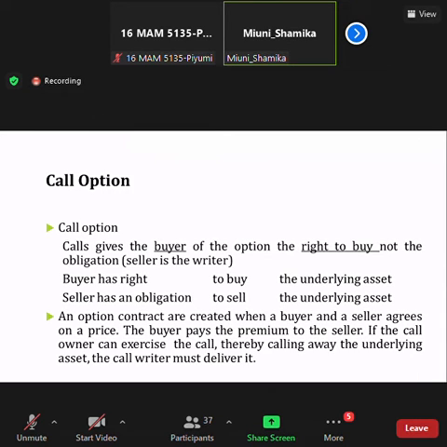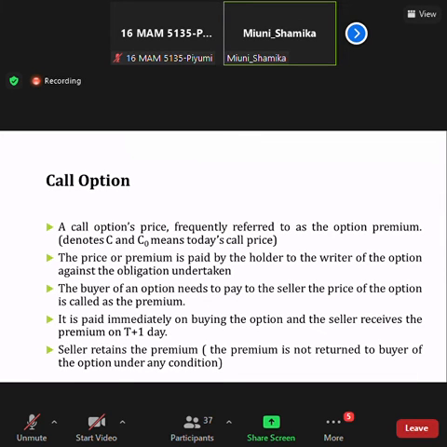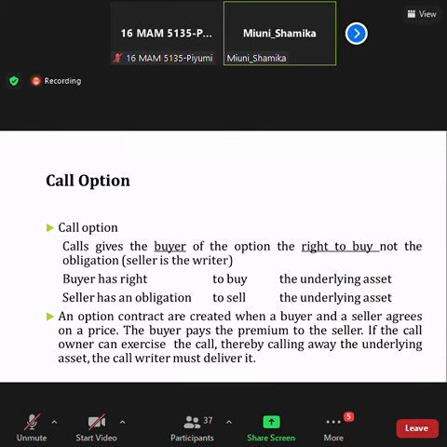So a call option gives the buyer of the option the right to buy. Right? So in a call option, the buyer has the right to buy the underlying asset. Seller has an obligation to sell the underlying asset. Right. And in the put option, the other way around, the buyer is given the right to sell. We will discuss the put options later, but for your understanding, remember in a call option, it will give a right to buy, but in a put option, it will give a right to sell. So we discussed that in the summons example.